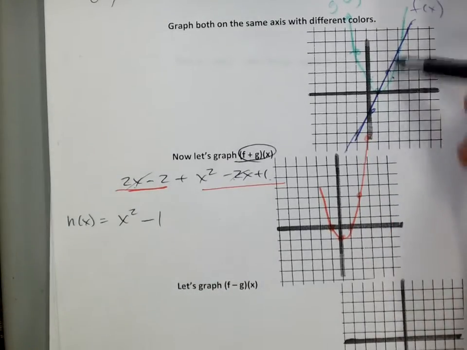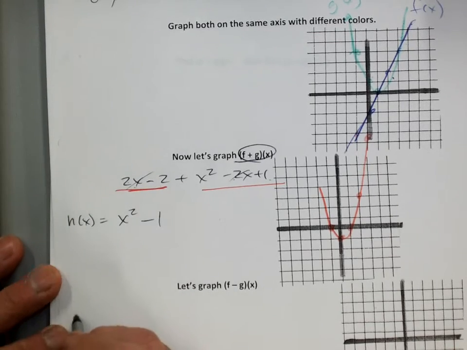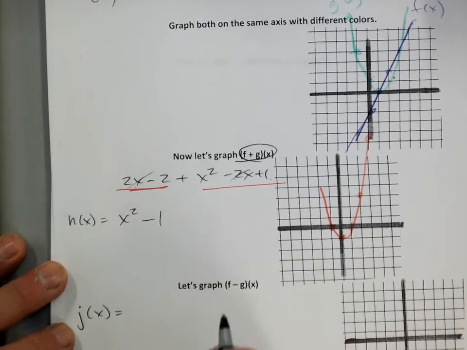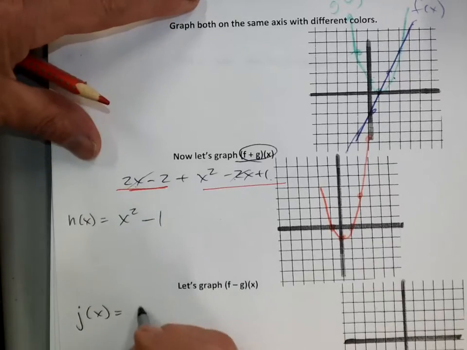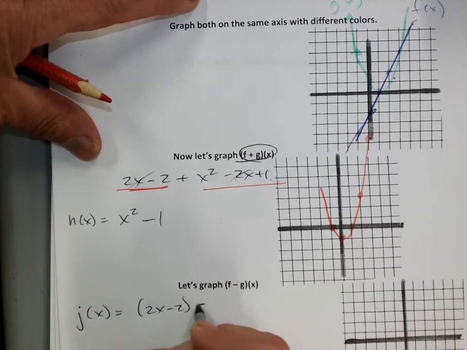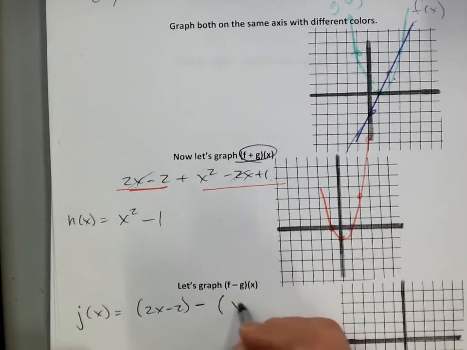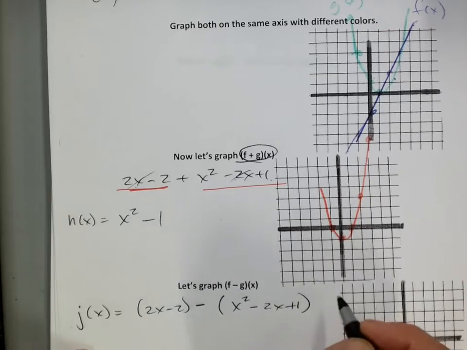So I could subtract their heights, but that just seems like a pain to do. So let's just go ahead and make this a new equation. We'll call this one j of x. I don't know, why not, right? So if I'm going to subtract them, I'm going to go f, which is my 2x minus 2, and I'm going to subtract my g, which is going to be my x squared minus 2x plus 1, right? I'm going to subtract them.